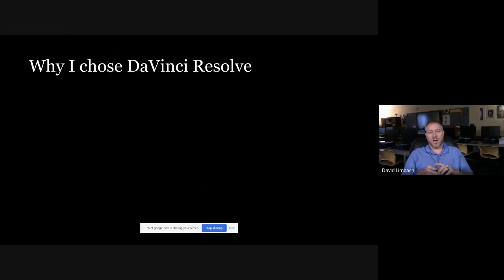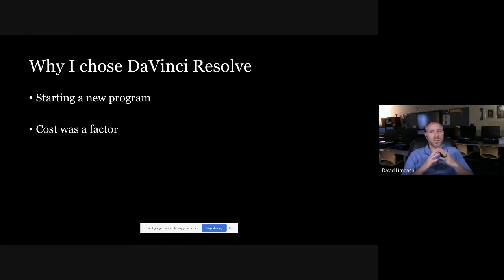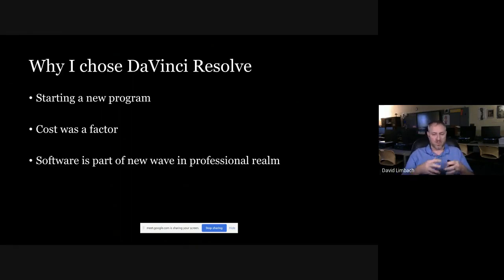As I mentioned earlier, one of the reasons that I chose this is because I was starting a brand new program. I had a greater need for getting equipment more so than getting software. I wanted to have professional quality non-linear editing software at a fraction of the cost. So the cost was a huge contributing factor. But I also discovered through YouTube that there are professionals leaving other major non-linear editing software and moving toward this platform.